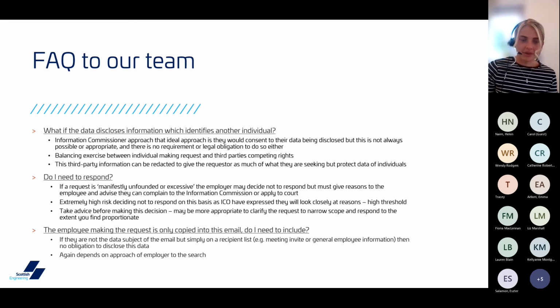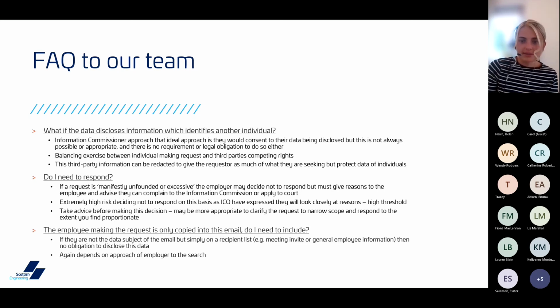I would definitely say if you're thinking about not responding, reach out first and get some advice. A more sensible approach may be to, as I said earlier, clarify the request, try and narrow that scope down, communicate with the requester, and respond to the extent that you find proportionate. But definitely, if this is something you're dealing with, take advice first.